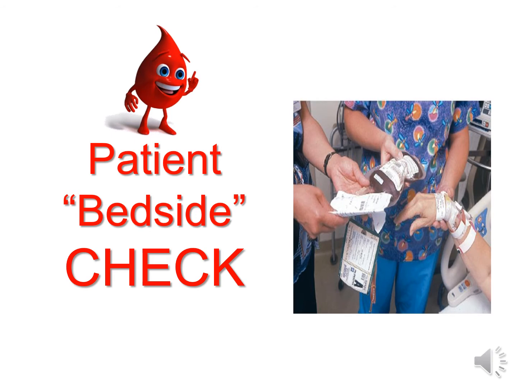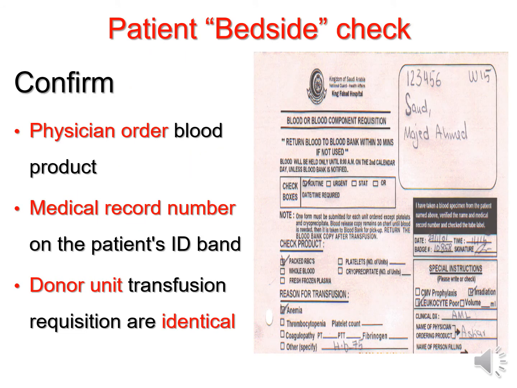Patient bedside checks. What does that mean? Well, what it actually means is that at the bedside, you're supposed to check certain things. Before transfusing the blood, you confirm the physician order of the product on the transfusion requisition form, which all organisational policies indicate. The medical record number has to be checked on the patient's ID band, and the donor unit and transfusion requisition have to be identical. Physician order, medical record number and donor unit. Everything has to match. Patient's name, medical record number and so on.